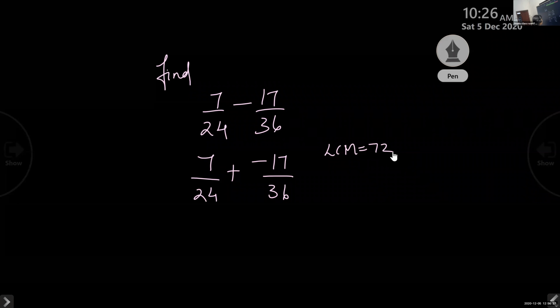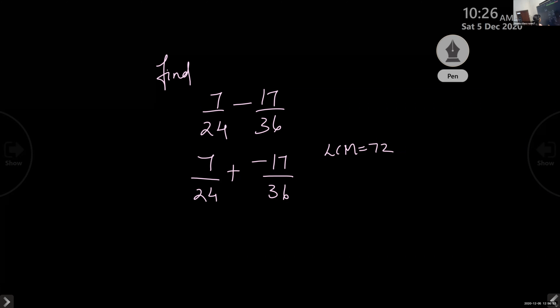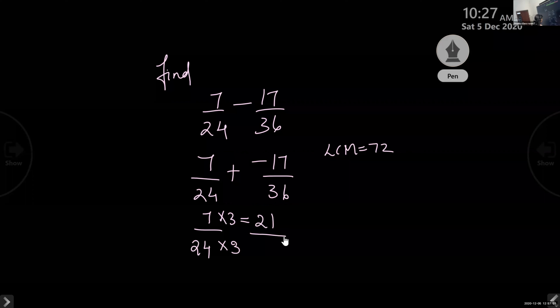24 into 3. So 7 into 3, 21 by 24 you will get. Then again 36 into 2. So 17 into 2, 34 you will get, isn't it? So LCM 72 means 7 by 24, how will you make it 72? Multiply by 3, and the numerator also multiply by 3. 21 by 3 4s are 12, 3 2s are 6, 72.